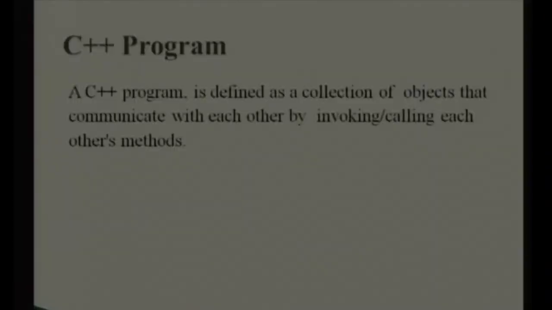So, as you can see on the screen, a C++ program is defined as a collection of objects that communicate with each other by invoking or calling each other's methods. Now, if we discuss this statement, what is the meaning of it? We are not talking about a C++ program as a collection of methods or functions. We are talking about a C++ program as a collection of objects.